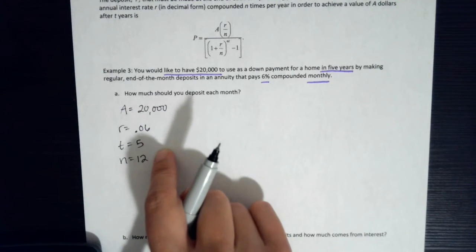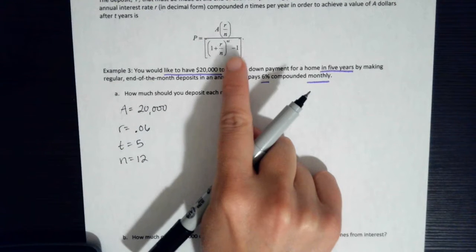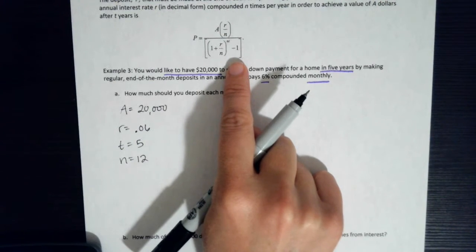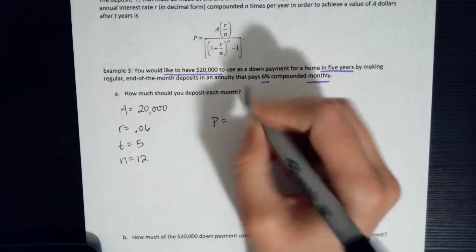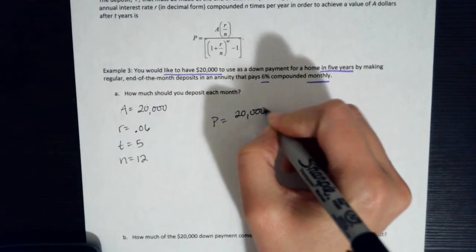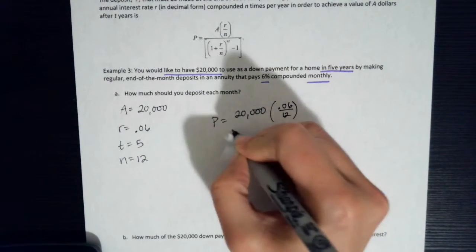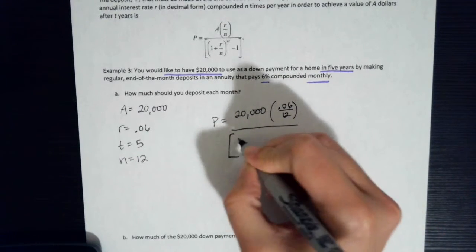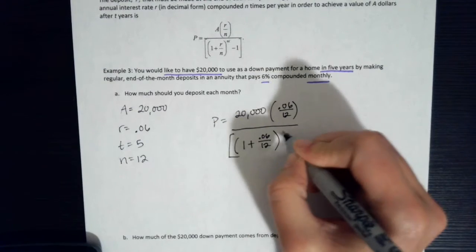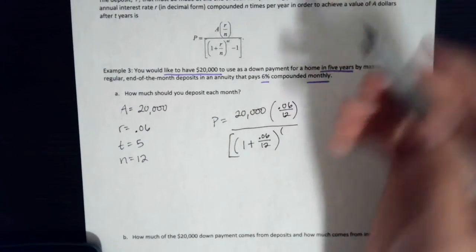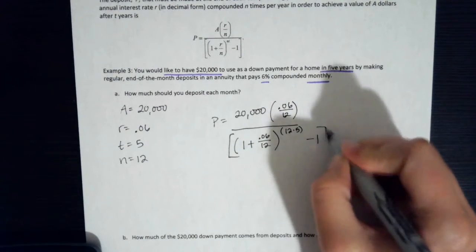Okay, now we need to put all of this into this formula, and for example number 4, I will show you how to do this in Excel also. So if you don't like this formula, there's another video coming. So the payment amount is equal to $20,000 times R over N, so 0.06 over 12, divided by bracket, parentheses, 1 plus R over N. In the exponent, remember you need extra parentheses for N times T, so 12 times 5, and then this minus 1 out here.